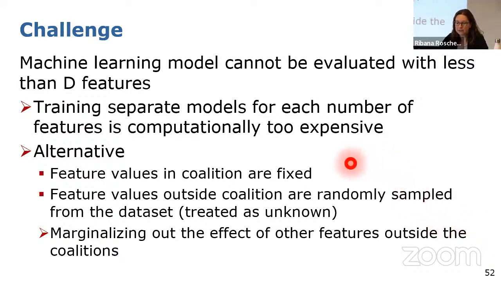So what you do is you fix all feature values which are in a coalition. So this is fixed. And then the feature values outside a coalition are randomly sampled from the data set. So they're treated as unknown. And this can be done because you are marginalizing out the effect of other features outside the coalition.